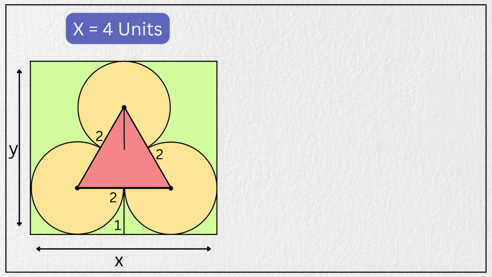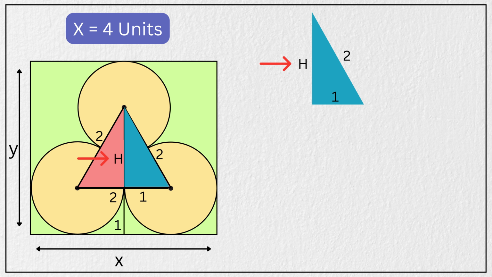Now draw a vertical line from the top center to the base of this equilateral triangle like this, and focus on this blue right-angled triangle. Base of this blue triangle is equal to the radius of this circle, so it's 1 unit. Hypotenuse of this triangle is 2 units. Let the height of this triangle be h.